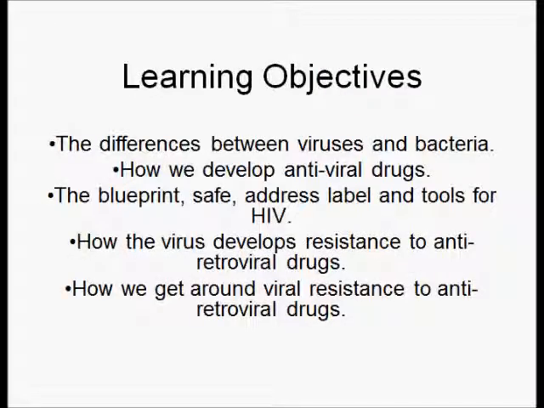So again, we've hit on this. We've looked at the differences between virus and bacteria. We've talked about antiviral drugs just now. We know that the blueprint, safe, address label, and tools for HIV are necessary. Know these tools. Know reverse transcriptase, integrase, and protease. Know the viral life cycle. Also know that reverse transcriptase is the reason that resistance can form to antiviral drugs.